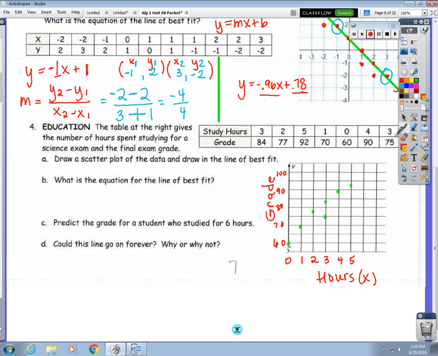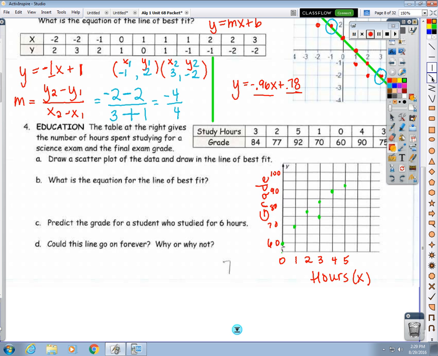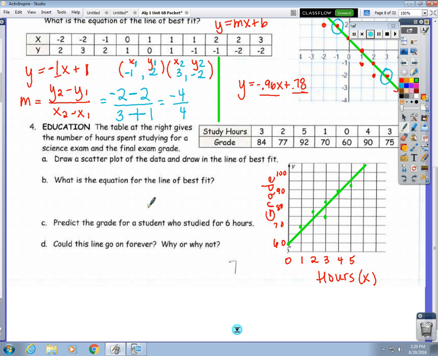Okay, now that you have your points, we're going to draw a line of best fit. So like maybe something like that, maybe. Okay. Now I want to write the equation for that line. Remember, all equations of lines are in the same form. Y equals mx plus b.